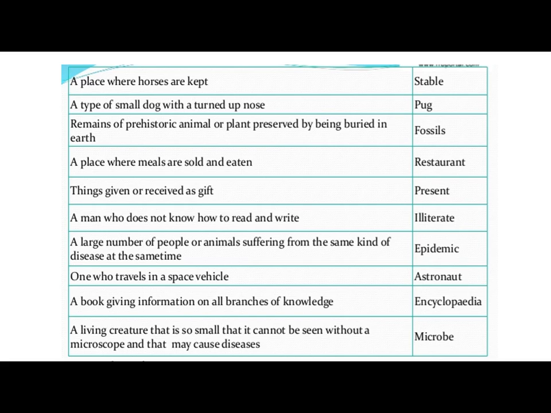A large number of people or animals suffering from the same kind of disease at the same time: epidemic. One who travels in a space vehicle: astronaut. A book giving information on all branches of knowledge: encyclopedia. A living creature that is so small that it cannot be seen without a microscope and that may cause diseases is called a microbe.